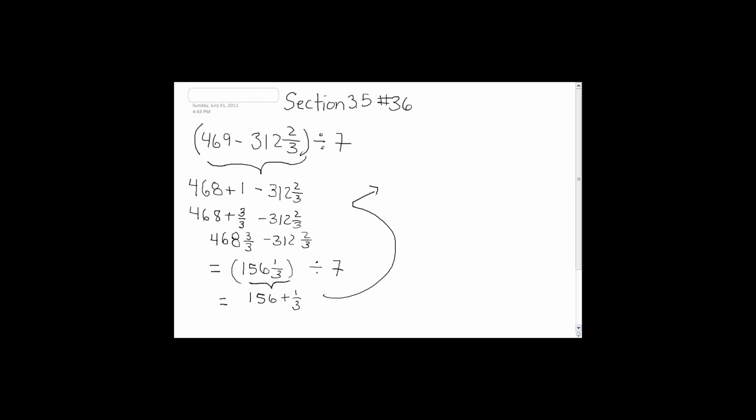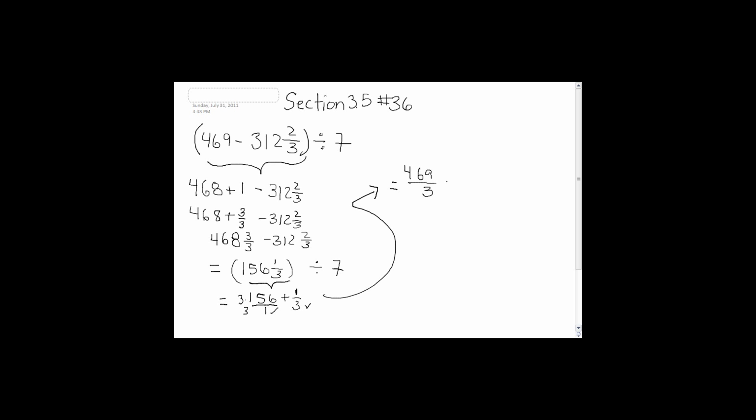Now that, if we recall, is going to be 469 over 3. Or we can use our shortcut by saying this is 156 over 1. The common denominator is 1 times 3 for 3. So 1 times 3 gives a 3. And 3 times 156 is 468. Plus this 1 right here will give us 469.